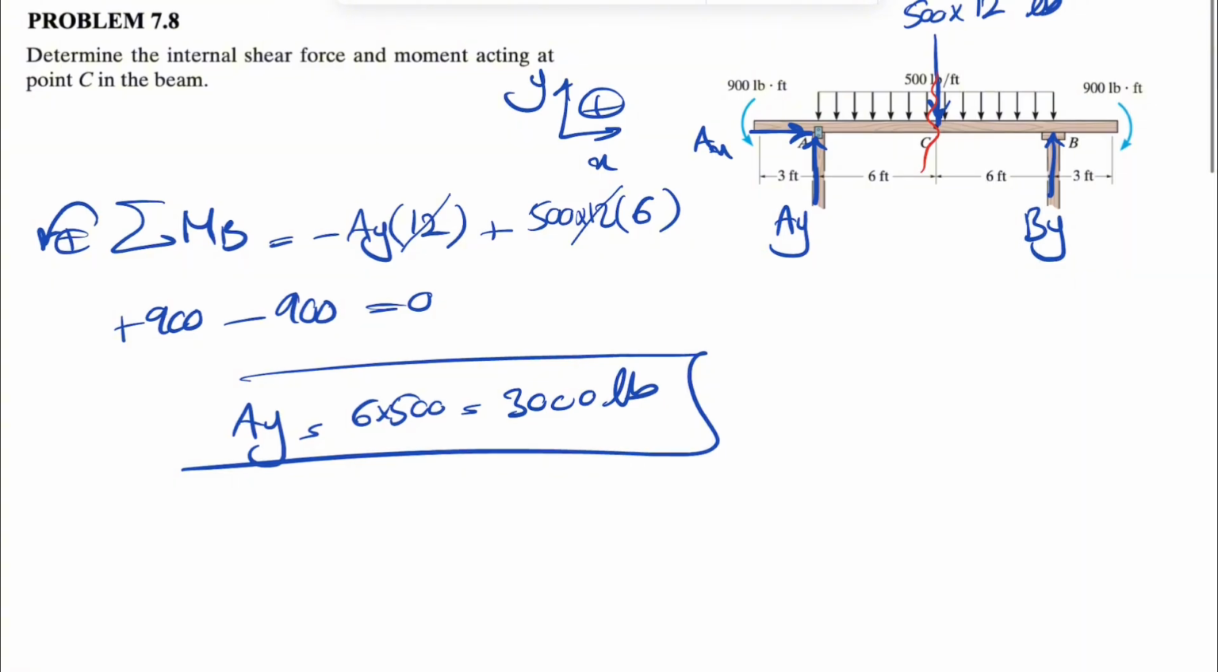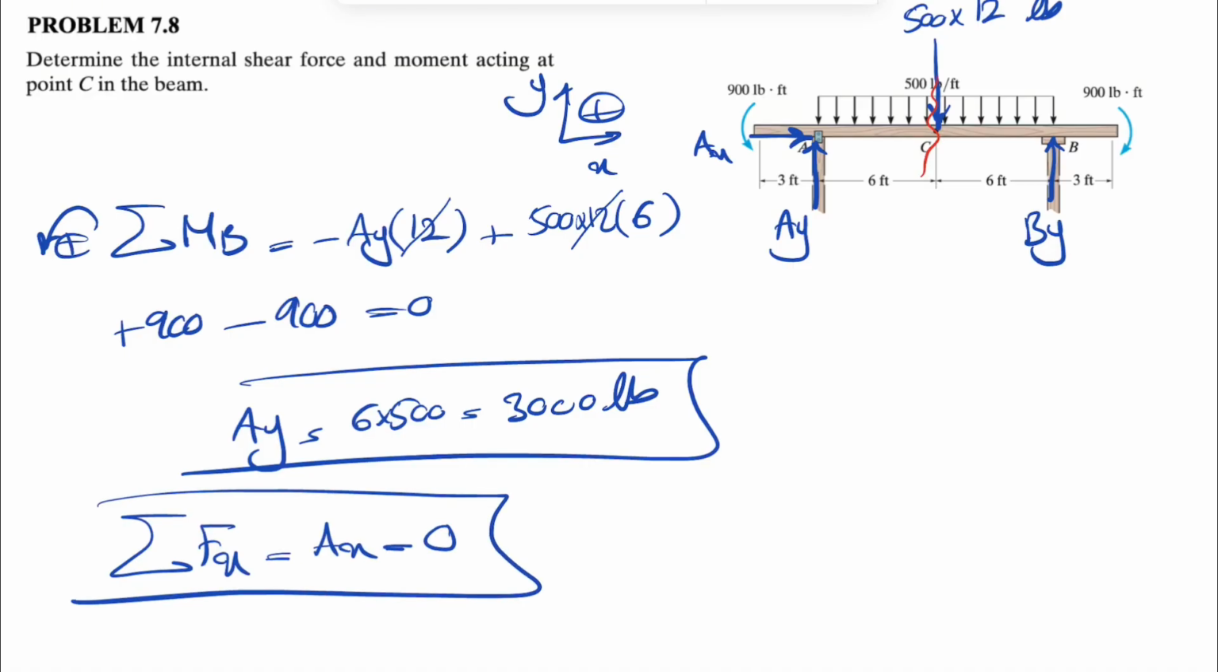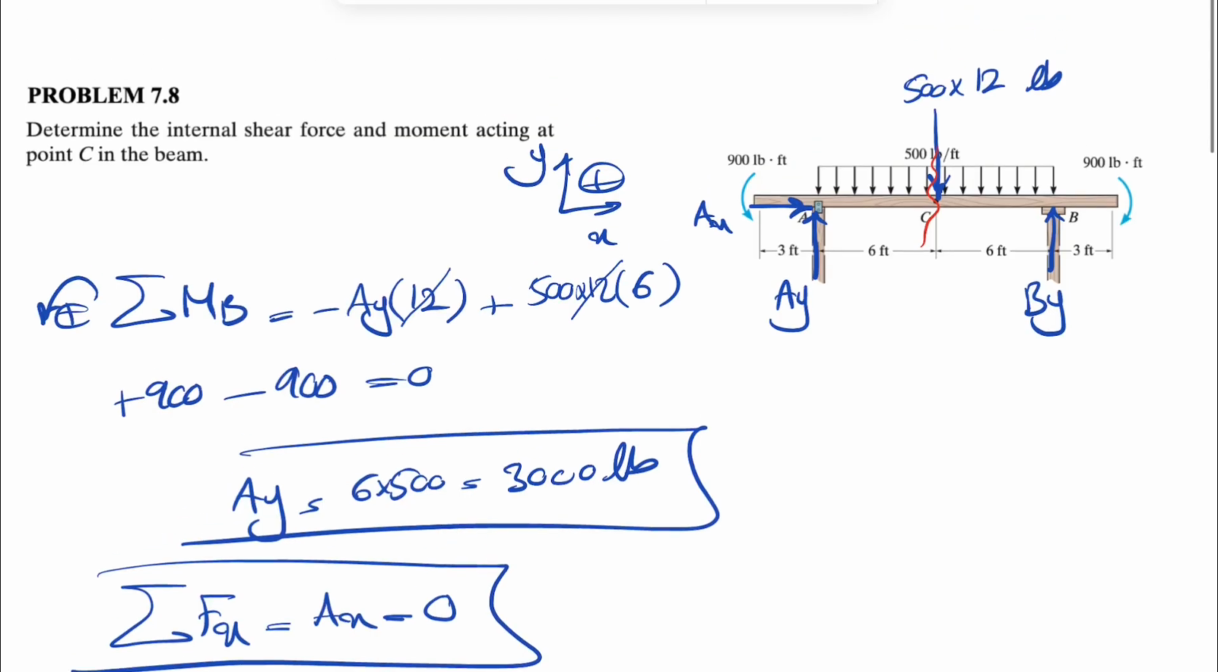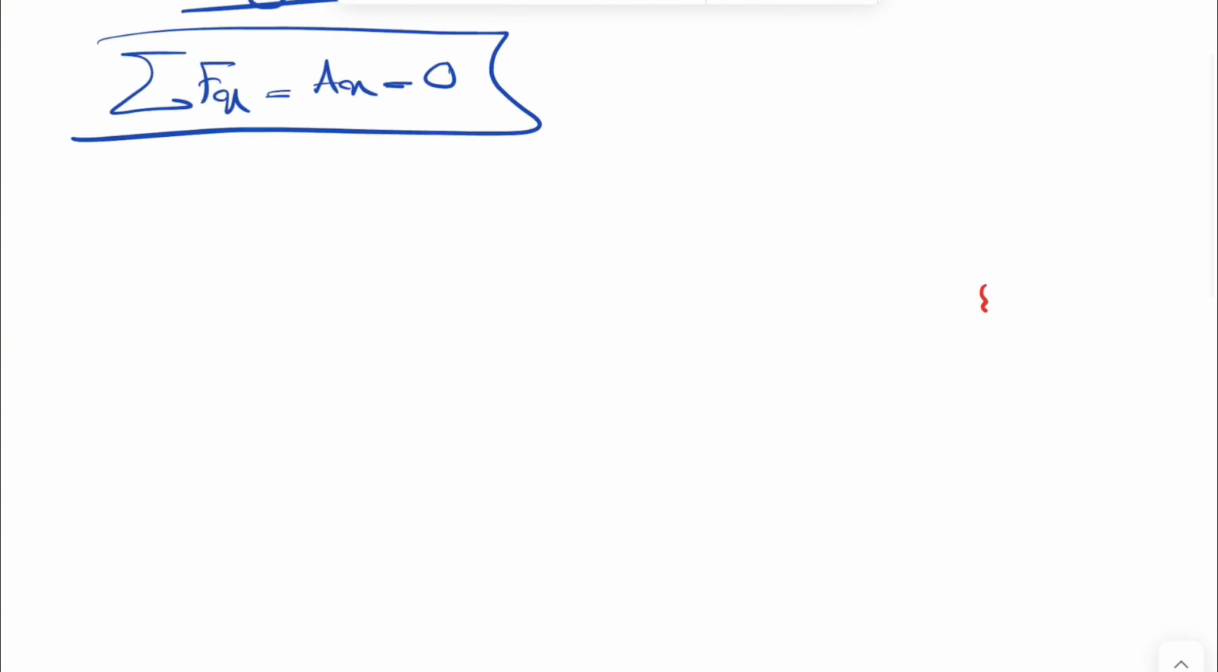pounds. And if we want to find our Ax, if we do sum of all forces in the x direction, we only have Ax as unknown, so our Ax is 0. So that's good enough for us. We can move on with the free body diagram of this part of the beam. So let's draw that, and we can find all the unknowns at point C.